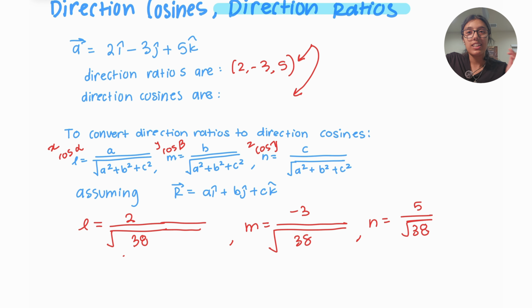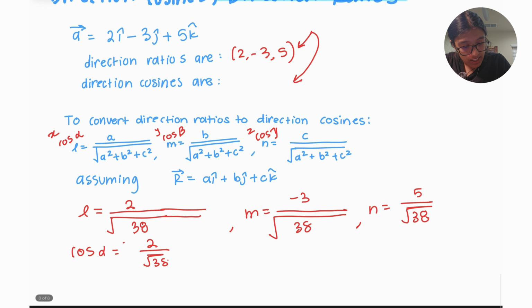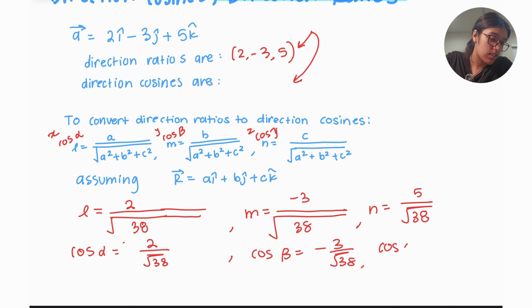You can also find the exact direction that the vector is pointing by setting L equal to cos alpha, so that's 2 over square root 38, and then setting M to cos beta, which is negative 3 over square root 38, and then N to cos gamma, which is 5 over square root 38, and then taking cos inverse of both sides to find the angle the vector makes with the x-axis, with the y-axis, and with the z-axis.